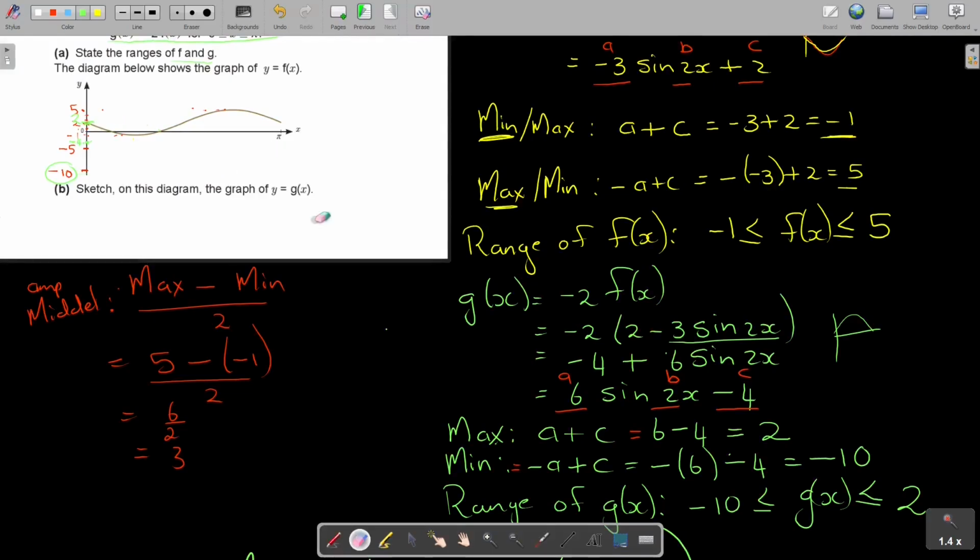So before you draw the graph, I think it will be good if you draw broken lines in, because it's just going to help you take your ruler and basically just go there at negative 10. So this is going to be the lowest. Okay. And this is going to be negative 4, the middle. And it's going to go up to 2, the top.